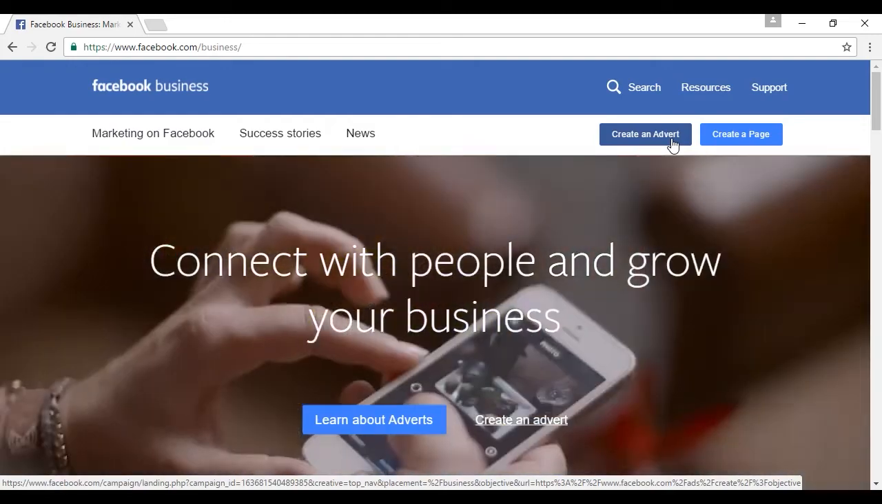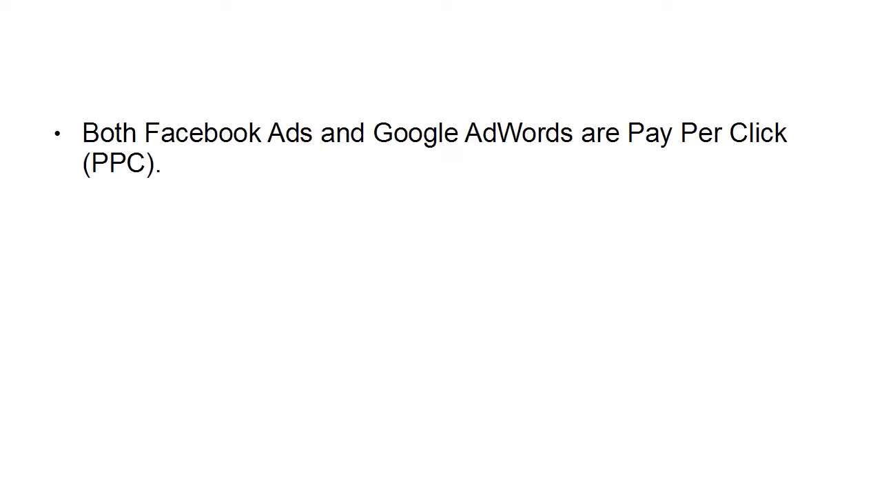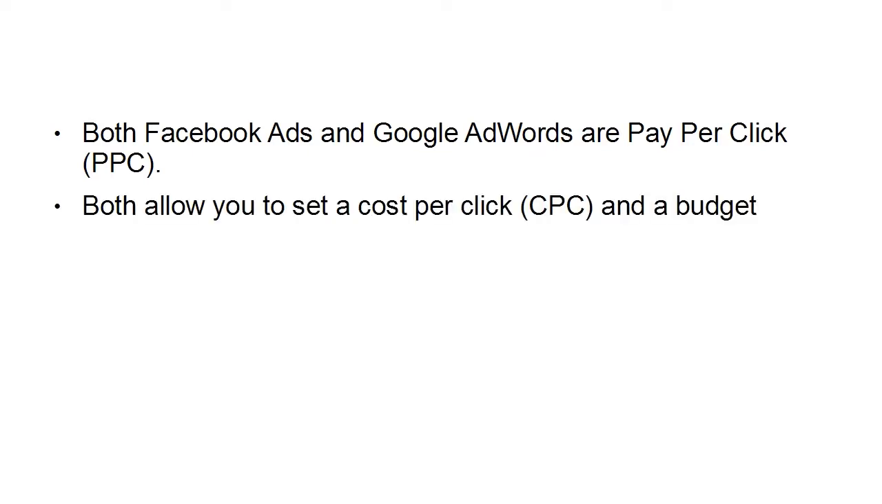It's very simple. So what's the difference between advertising via Facebook ads and advertising via Google AdWords? Well, there are certain similarities. First of all, both Facebook ads and Google AdWords are pay-per-click or PPC. At least Facebook does have a PPC option. And both allow you to set a cost per click, otherwise known as a CPC, and a budget.